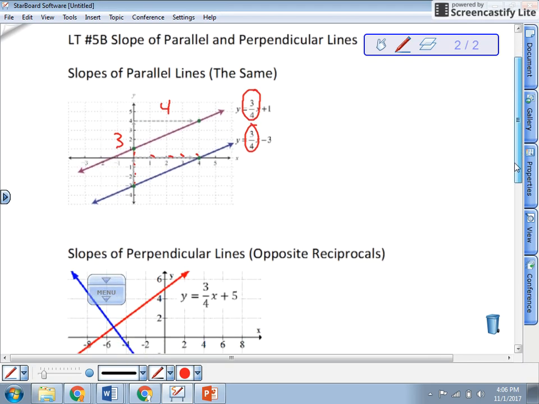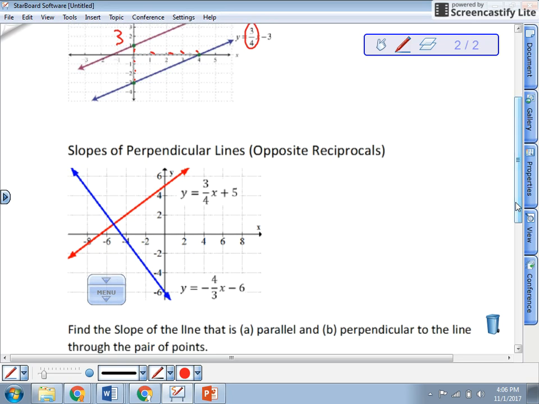Now, opposite reciprocals for perpendicular lines. Remember, perpendicular lines, what that means is that not only do they intersect, but they form a 90-degree angle. That's a symbol for a 90-degree angle. Now, they are always the opposite reciprocals. Opposite refers to the sign, and reciprocal refers to flipping fractions. So I'm just going to write flip right there.